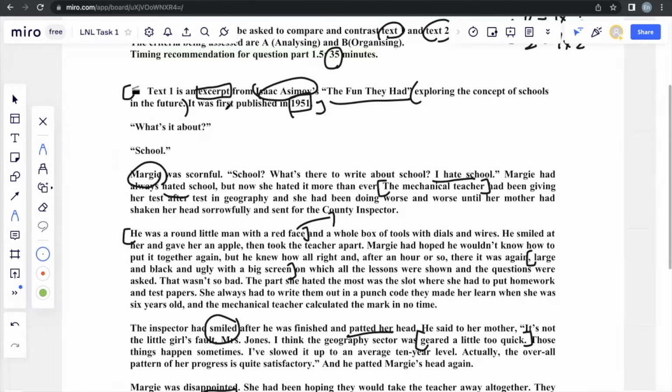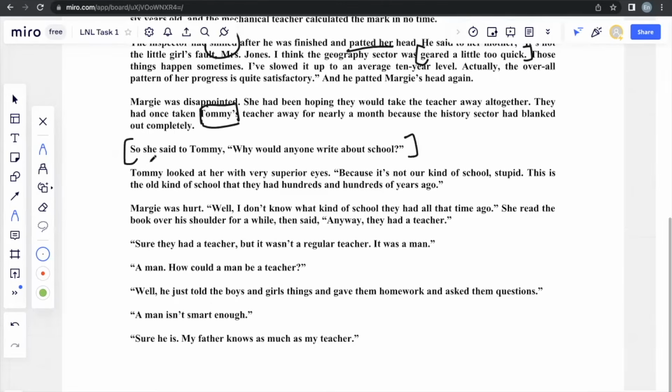"What's it about school?" This dialogue is actually said by Margie, while the reply is given by Tommy. So Margie asks, "What's it about?" Tommy replies, "It's about school." She said to Tommy, "Why would anyone write about school?" Meaning they're reading a piece of text of some sort that talks about school.